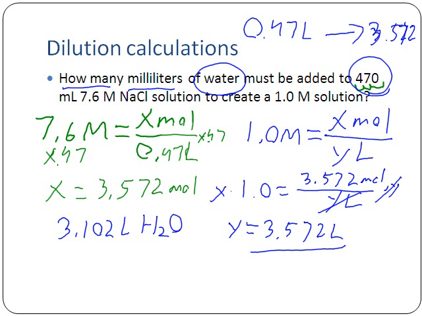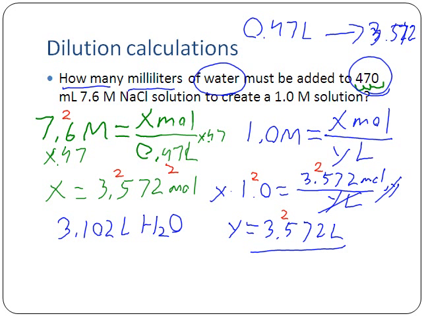Significant figure-wise, taking a look at what we've got, we start off here with 7.6 molar, which has 2 sig figs. The 470 milliliters also has 2 sig figs. That means our answer for X would have 2. Putting it over here, that means this guy has 2. Our 1 actually just has 2 right here, so our answer for Y would have 2.